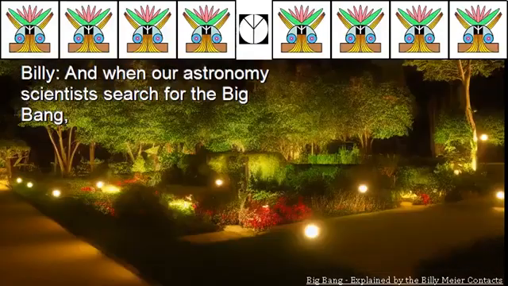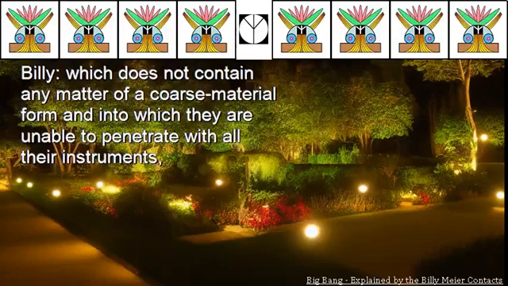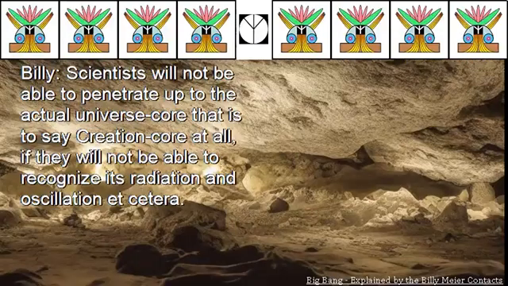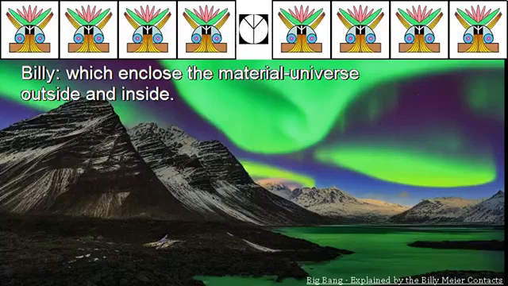And when our astronomy scientists search for the Big Bang, they can never find it, of course, because on the outer side of the material universe, they only come across the next belt, which does not contain any matter of a coarse material form, and into which they are unable to penetrate with all their instruments, as is the case on the inner side of the material universe, where they can only penetrate to the inner belt. Scientists will not be able to penetrate up to the actual universe core, that is to say, creation core, at all, if they will not be able to recognize its radiation and oscillation, etc. What they can recognize and grasp in this respect are only the oscillations and radiations of the outer and inner material universe belt, and thus the two universe belts, which enclose the material universe outside and inside.